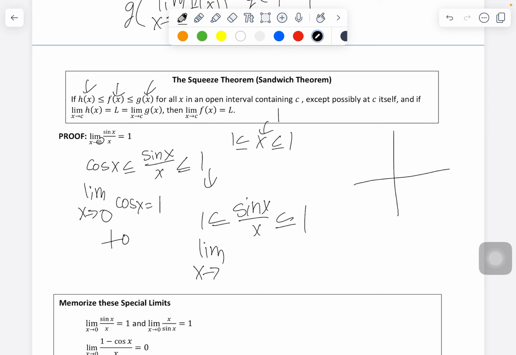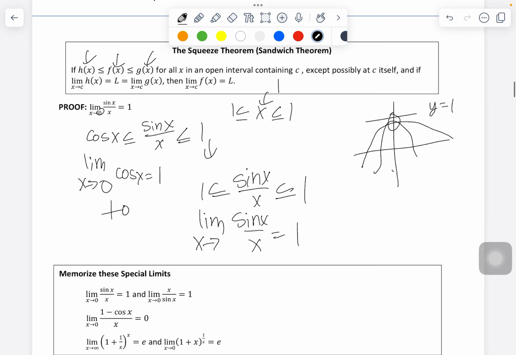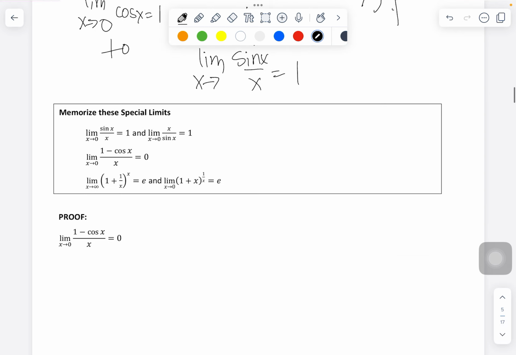So that means that this value must equal 1. And if we look at the graph, we can see that as well. So we have y equals 1, then we have sine x, and then we also have cosine x, right? You can see they all kind of meet up in the middle, which means they have the same value.